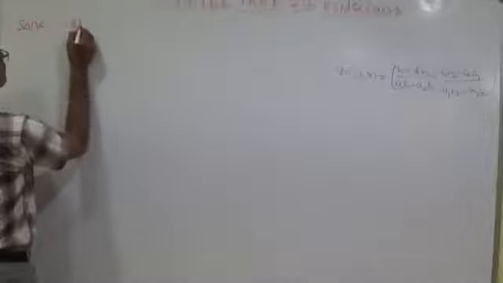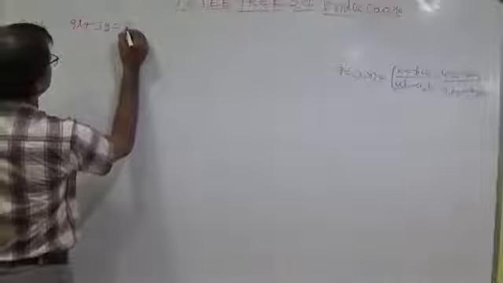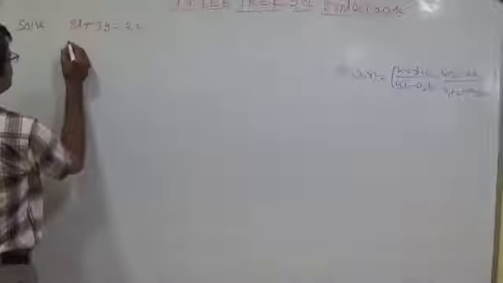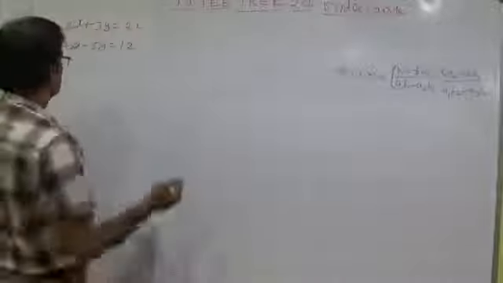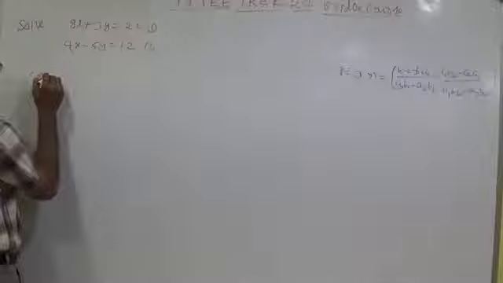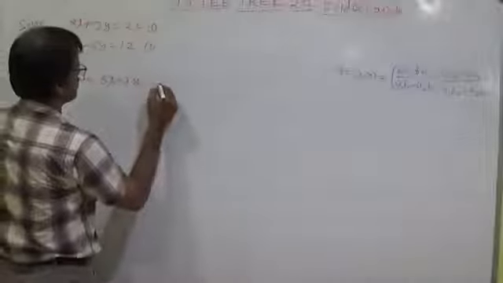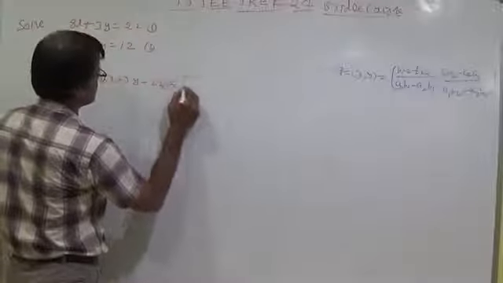Solve 8x plus 3y equal to 22, and 4x minus 5y equal to 12. Simply I have given the values, students. This is 1, this is 2. So you can write here the given lines: 8x plus 3y minus 22 equal to 0.